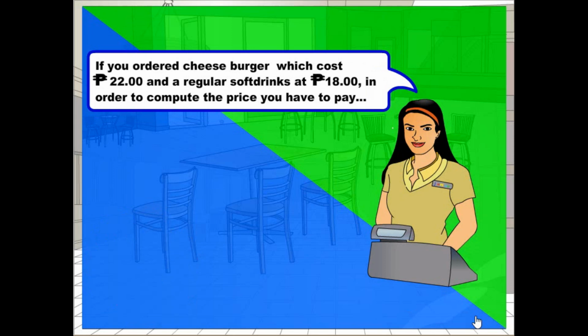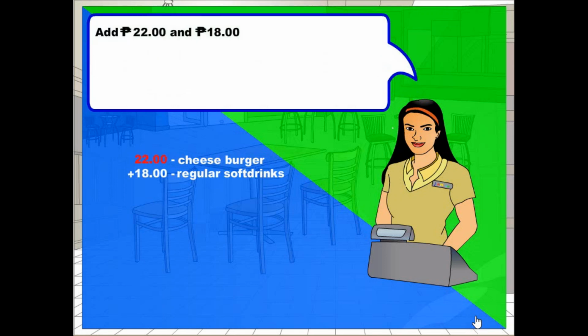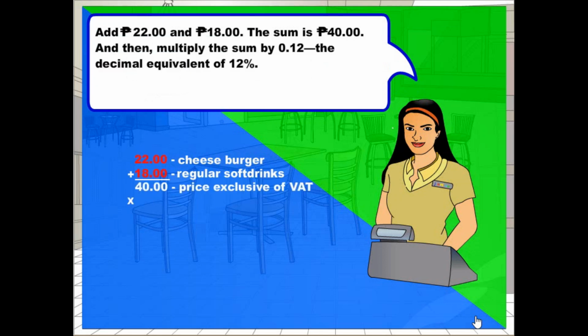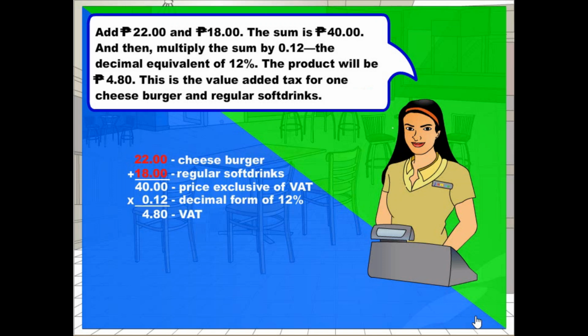Let's take this example. If you order cheeseburger which costs 22 pesos and a regular soft drink at 18 pesos, in order to compute the price you have to pay, add 22 pesos and 18 pesos. The sum is 40 pesos. And then multiply the sum by 0.12, the decimal equivalent of 12%. The product will be 4 pesos and 80 centavos. This is the value-added tax for one cheeseburger and a regular soft drinks.